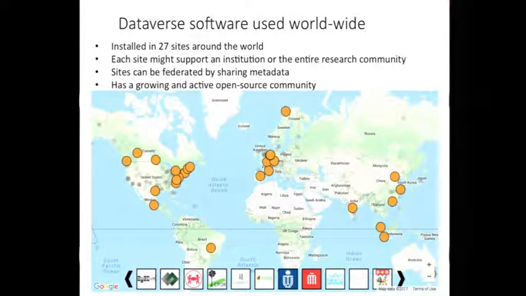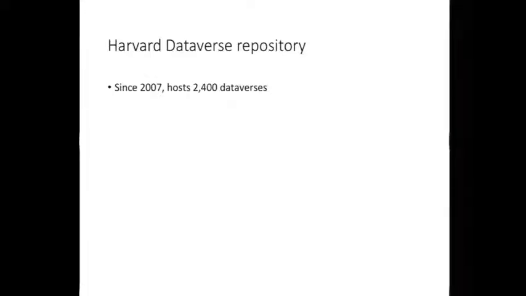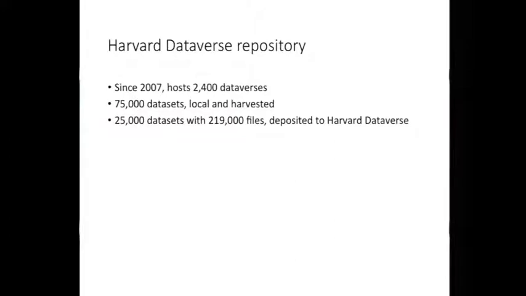And more importantly, it has a community that is growing, contributing to the code, and also contributing input on what should be the direction of the software. And within Harvard, we host a Dataverse repository that Salil mentioned. It has a lot of data in social science, 75,000 data sets. Some are local and some are harvested from other repositories. 25,000 of those data sets have been deposited directly to the repository.